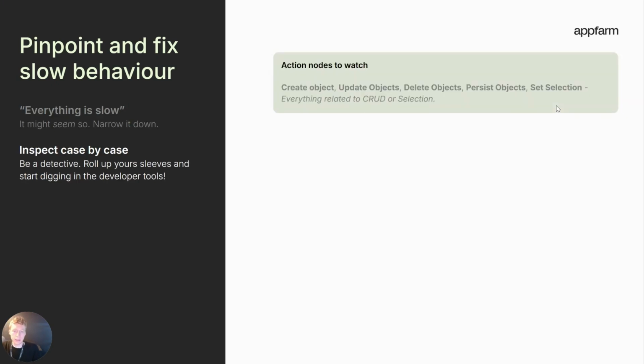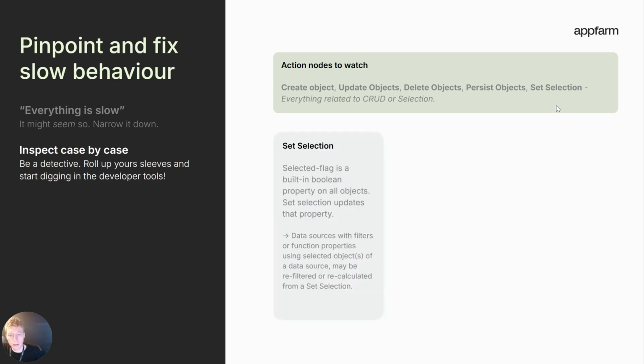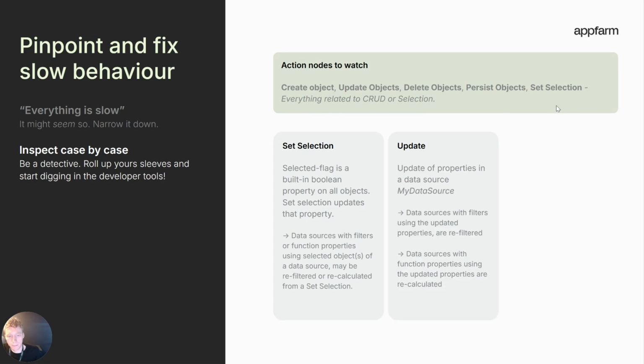Look out for these action nodes, anything relating to CRUD operations or a selection of an object. For instance, setting selection on an object class can cause refiltering in other object classes if their filtering is dependent on this selection. Any update on a data source which is used in filtering will cause refiltering in the other dependent data sources as well.